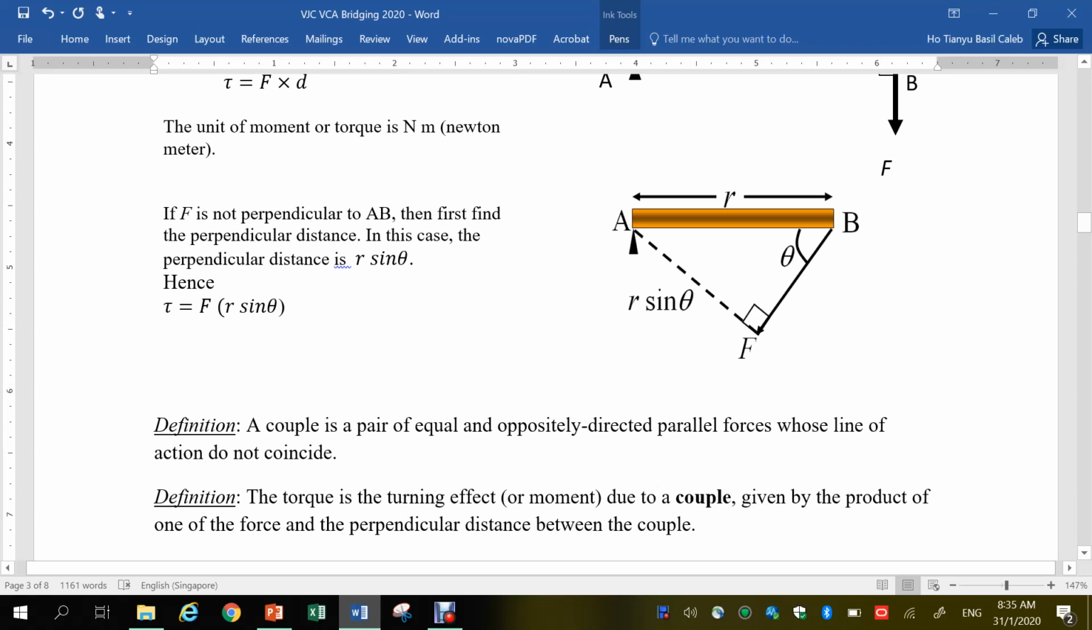We then have to find the perpendicular distance of the force to the point of pivot. So if you look here, the usual way is to take the force, draw a line of action, that is a dotted line.